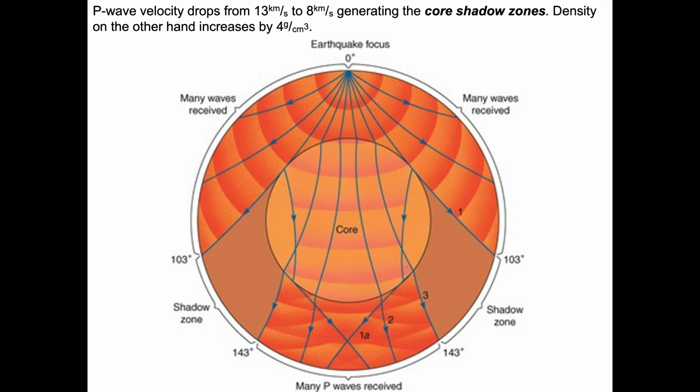Associated with this phase change from a solid to a liquid, the chemical change results in a dramatic, large increase in density. This density increases by about 4 grams per centimeter cubed.